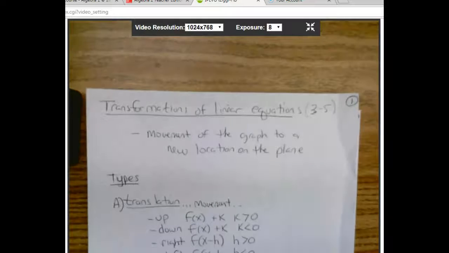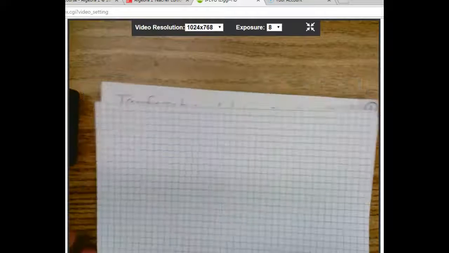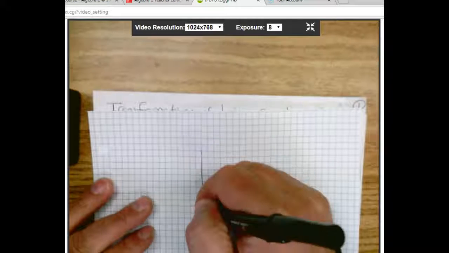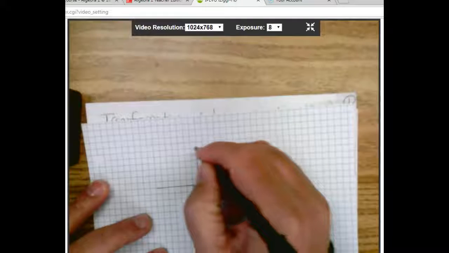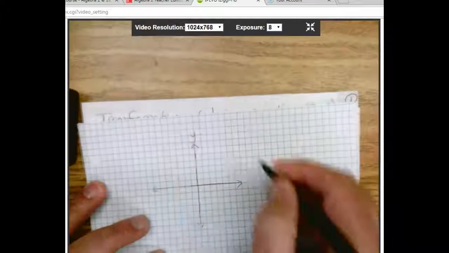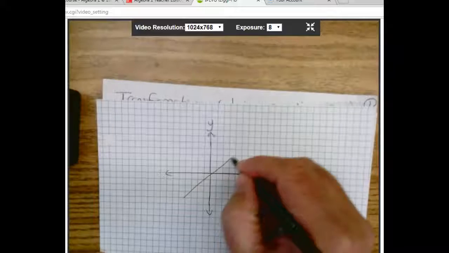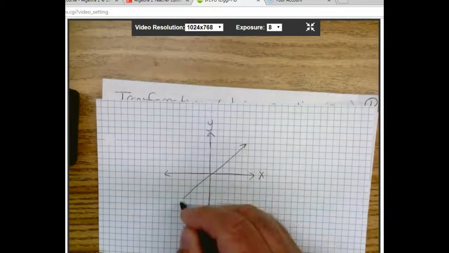When we're talking about transformations of linear equations, we're talking about movement of a graph to a new location on the plane. So let me give you an idea of that. Let's say we use this piece of graph paper here, and we have a coordinate plane. We'll just draw it really quick. So we have something like this. Again, this is y, this is x. Okay, and let's say we just have a graph that runs right through the middle. You have to pretend I did a better job of that.